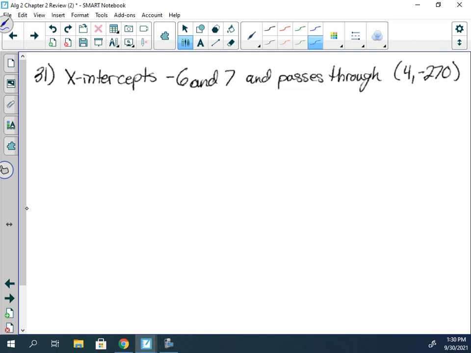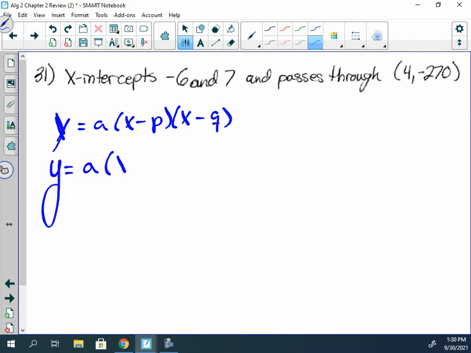So here we're using the general equation: y is equal to a times (x minus p) times (x minus q). So we can plug p and q in. Well, -6 is going to be plus, because x minus -6 is the same as x plus 6. Yes? And then we're going to have x minus 7.